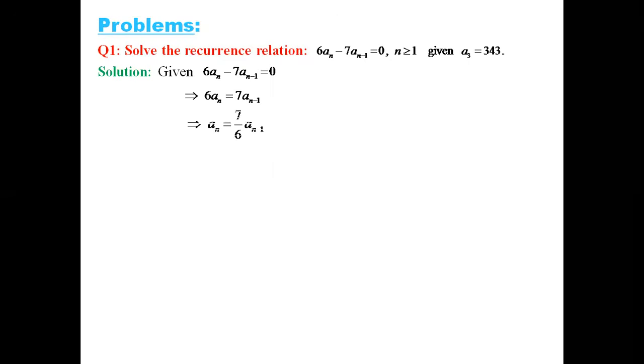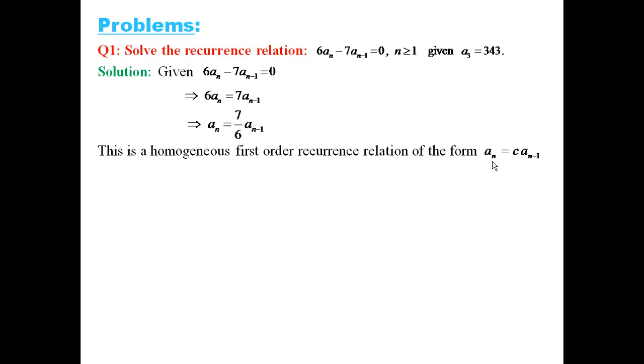We wrote it in this form so that we can write down the expression for a_n by dividing throughout by 6. We get 7 by 6 into a_(n-1), which is a homogeneous first order recurrence relation, which is of the form a_n equal to c into a_(n-1). So the f(n) term is 0 here. On comparison, we'll be able to write down the value of c as 7 by 6.